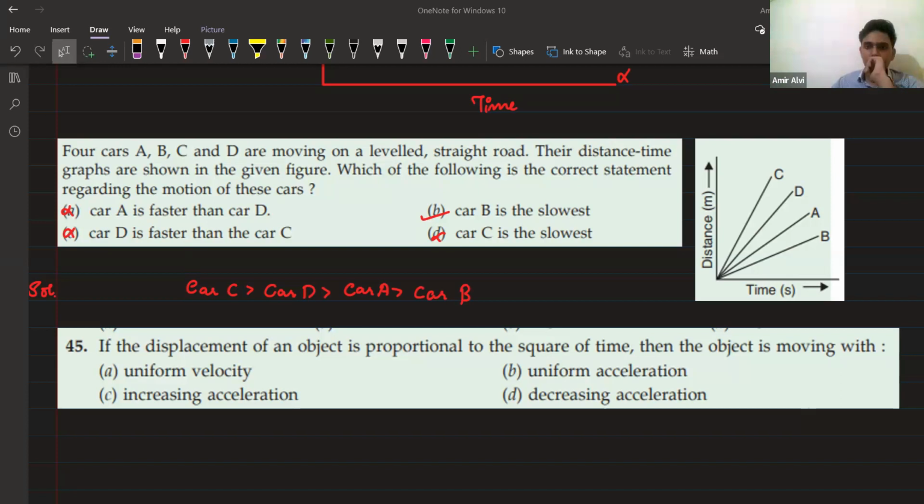Any answer? I got the answer. Okay, Sarah. Okay, Ayan. Farhan and Sarah Beg, please answer.